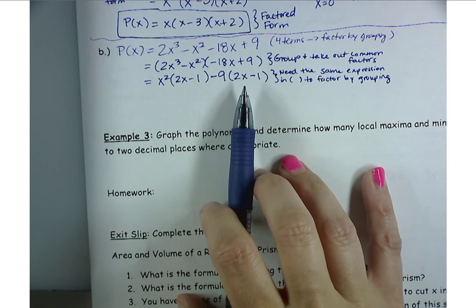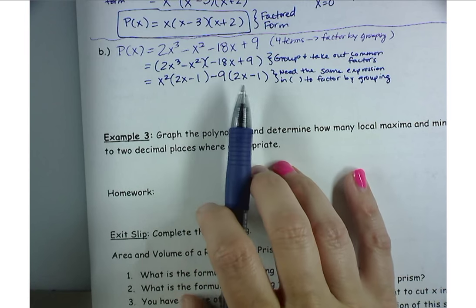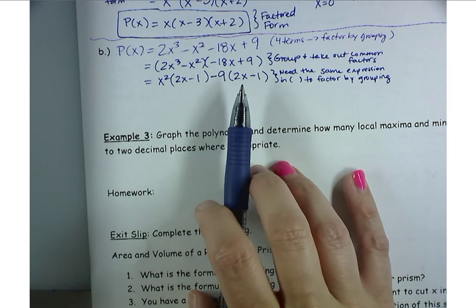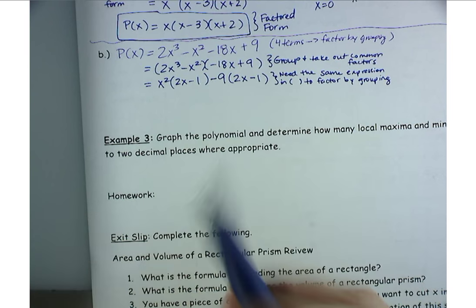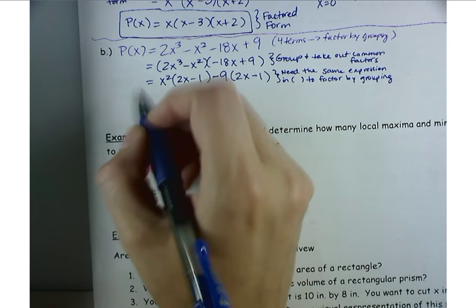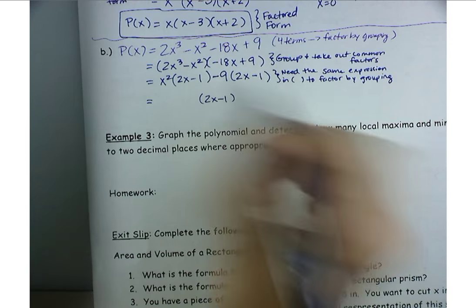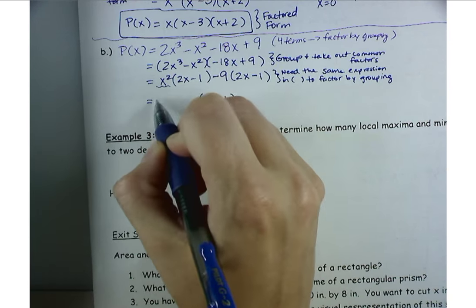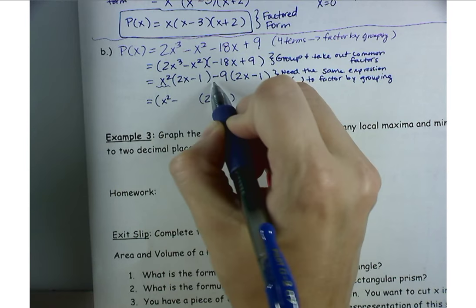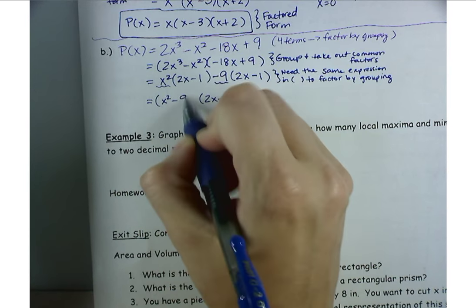Okay, so what's our common factor in both of these? Okay, so 2x minus 1, right? So what we're doing is we're taking that out. So when I take out 2x minus 1, if I take it out of this factor, I'm left with x squared. If I take 2x minus 1 out of this factor, I'm left with minus 9.